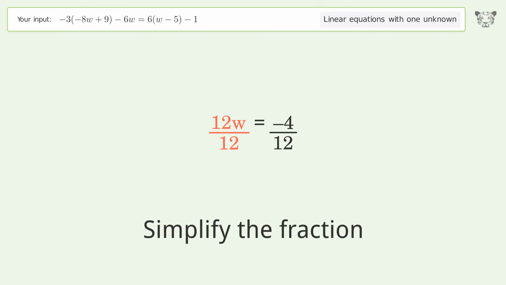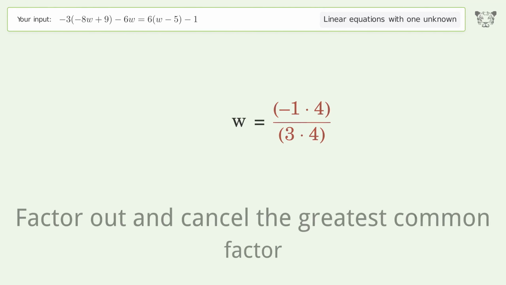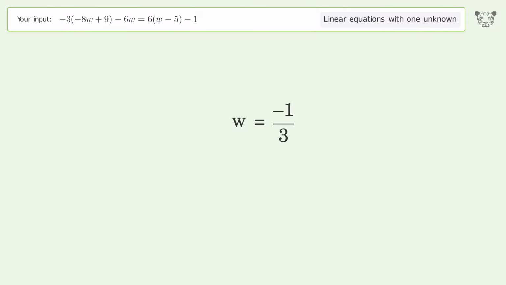Simplify the fraction. Find the greatest common factor of the numerator and denominator. Factor out and cancel the greatest common factor. And so the final result is w equals -1/3.